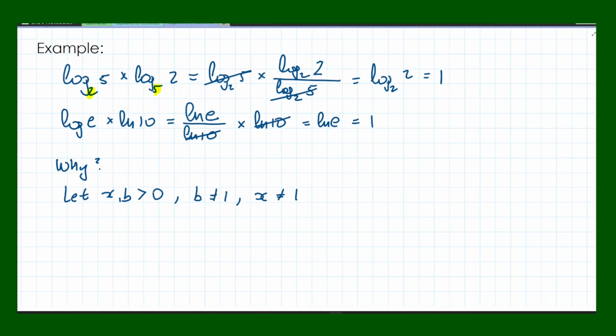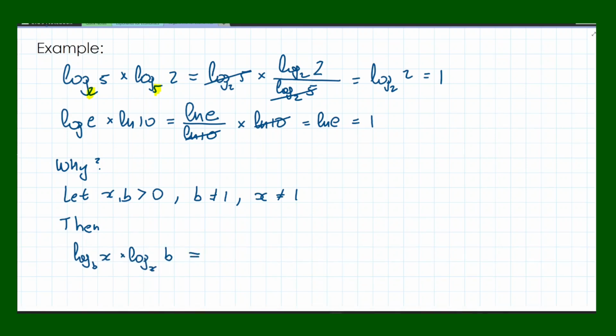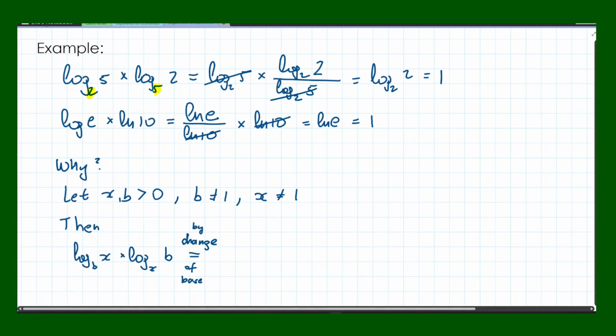Now that we understand what numbers can be our bases and arguments, we claim that log_b x multiplied by log_x b is going to be equal to 1. Well, what we're going to do here is use the change of base rule again. So I can write here, by change of base.